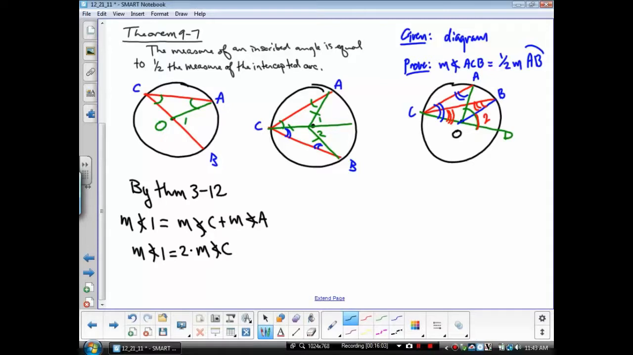The measure of angle 1 is how we get the measure of arc AB. The measure of the arc is equal to the measure of the central angle. So I can say that 1/2 the measure of arc AB is equal to the measure of angle C, which is the measure of angle ACB. That's what I wanted to prove, that angle ACB is half of arc AB.